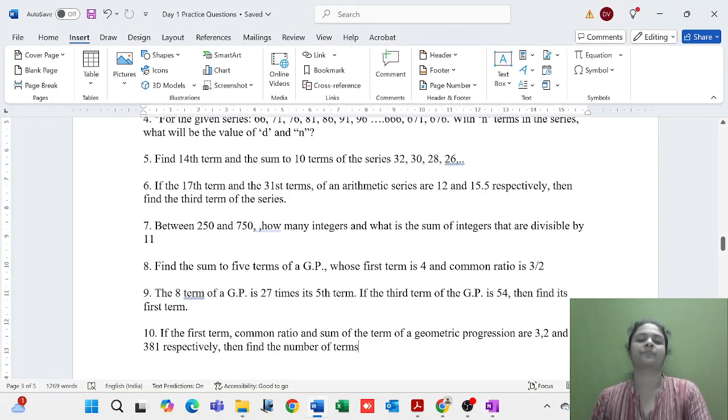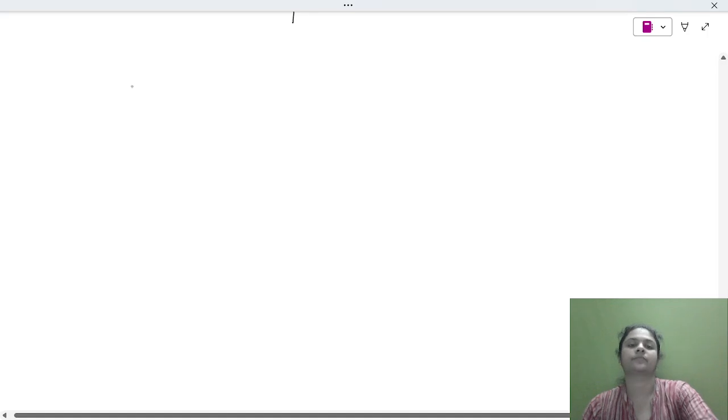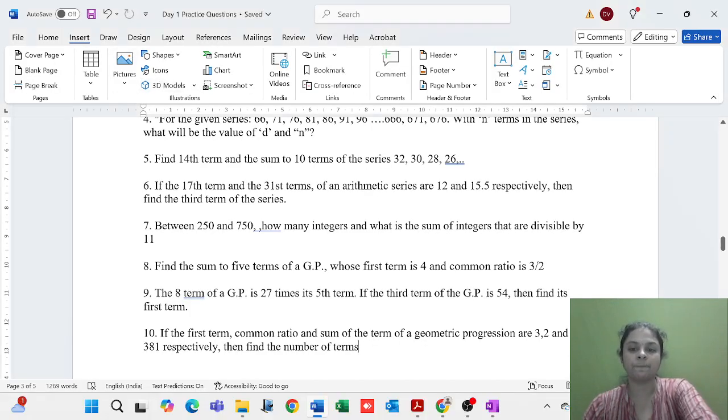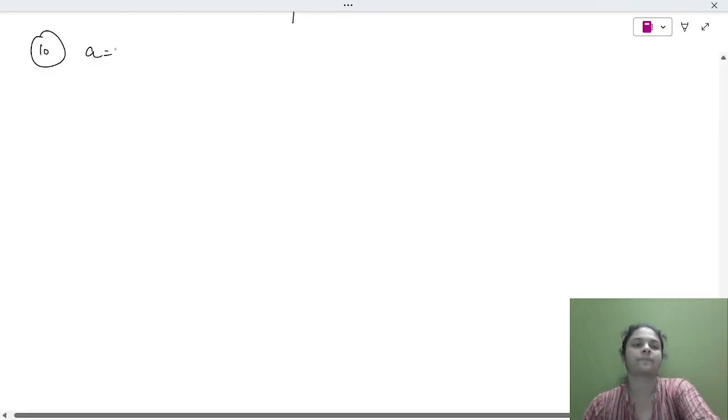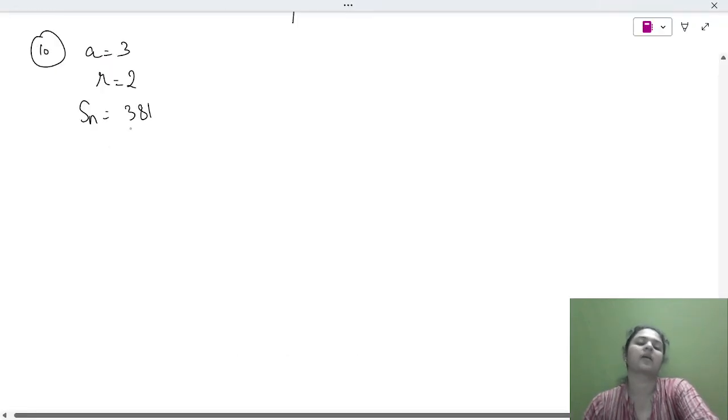And the last term. If the first term, common ratio, which is R, and the sum of n terms of a geometric progression are 3, 2 and 381, find the number of terms. What is the first term given in the question? 3. Common ratio 2. And sum of n terms is 381. Now find the value of n.